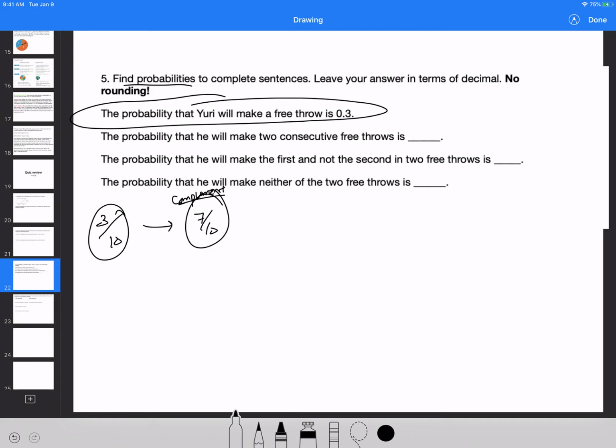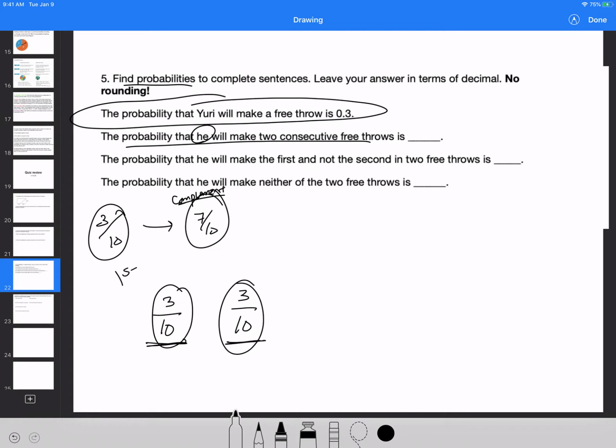So now, the probability that he will make 2 consecutive free throws. So, what is your probability of making the first free throw? 3 out of 10. What's your probability of making the second free throw? It's 3 out of 10. Because the first free throw has nothing to do with the second free throw. We call these 2 events independent.